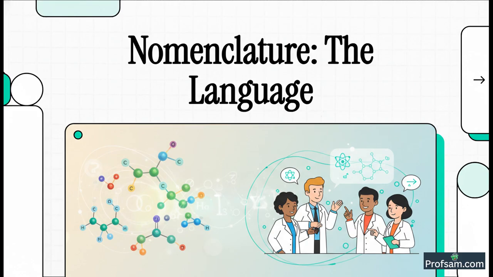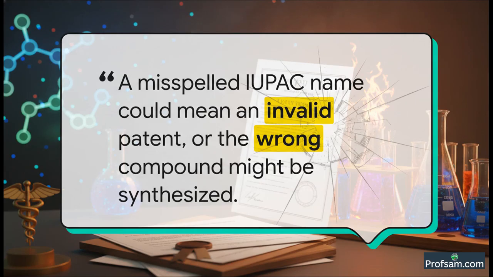So, let's start. And why is this so important? Well, just think about this. In the world of medicine, in pharmaceutical companies, a small mistake in the name, it's not just a typo. It could mean a patent worth crores becomes invalid. Or worse, it could mean the wrong chemical gets made, something that could be very dangerous. So you see, the stakes are very, very high.